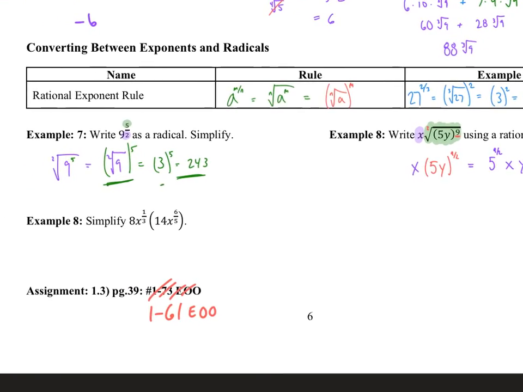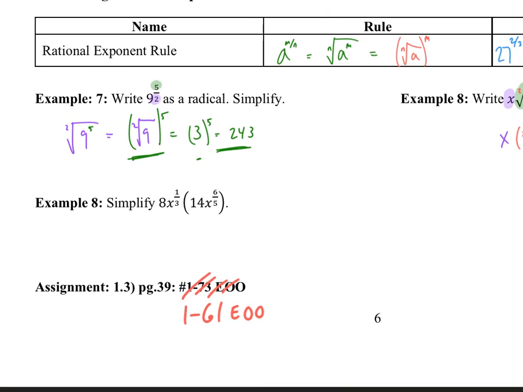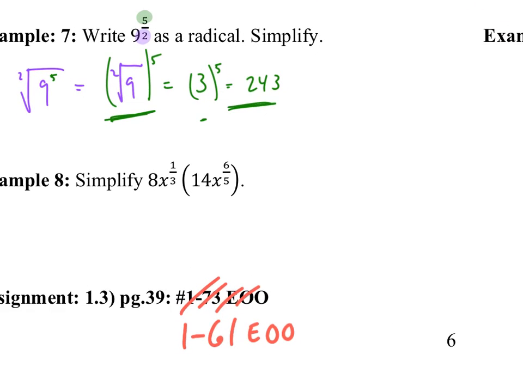And the last one here, you want to simplify this: 8x to the 1/3 times 14x to the 6/5. What I'm going to do with this, I want to think about pieces. I got some numbers that are multiplying each other. And I have some variables that can multiply, and they're both x's. That means the exponents will be combined. So start off with just 8 times 14 times x to the 1/3 times x to the 6/5.